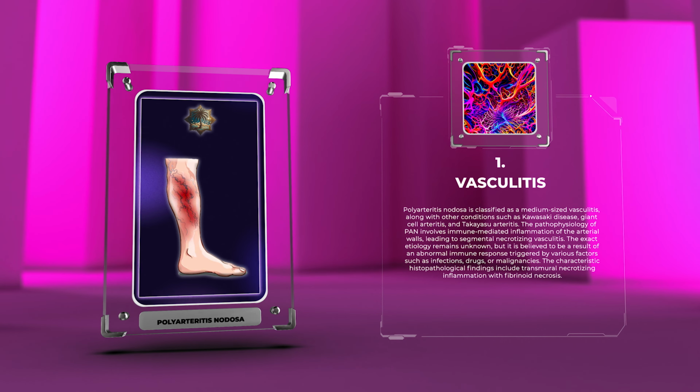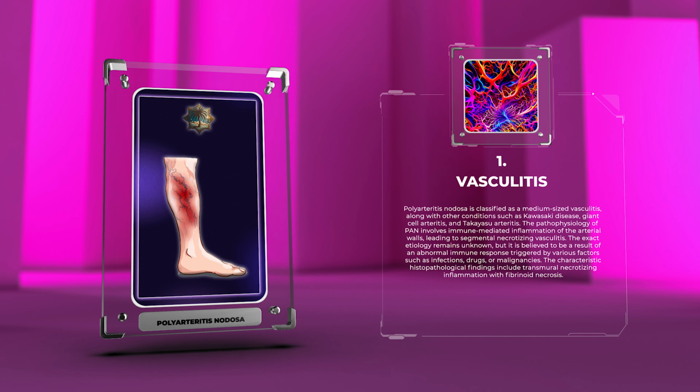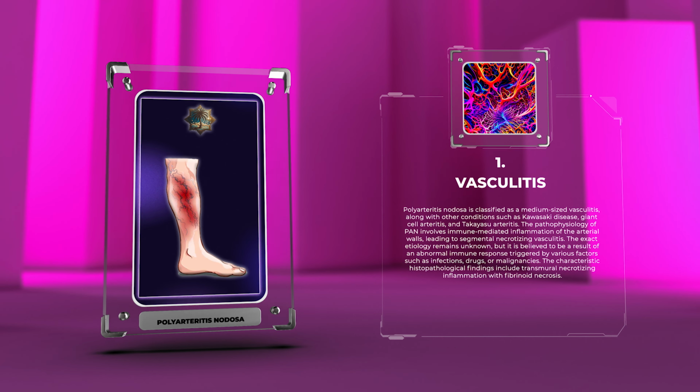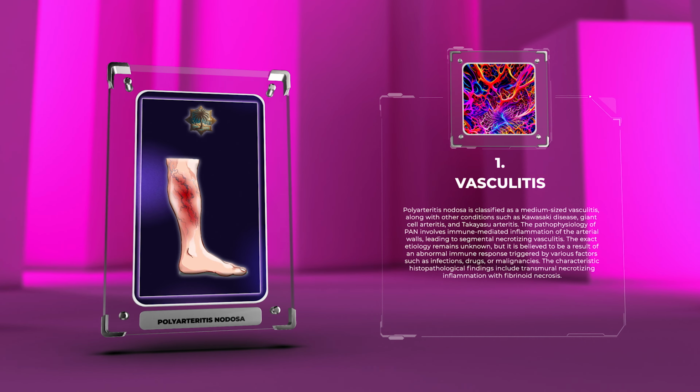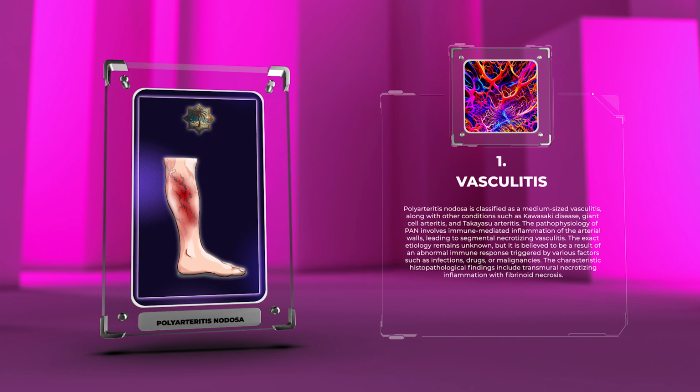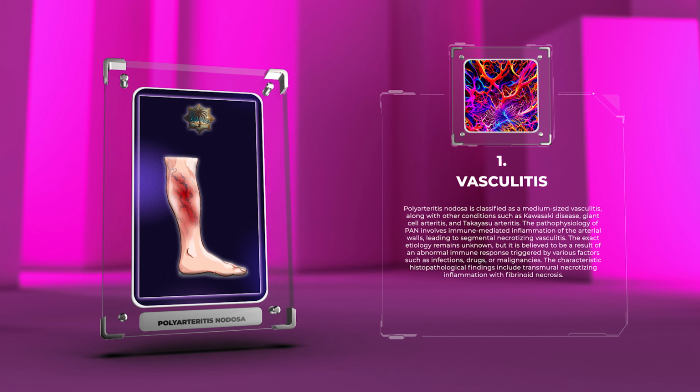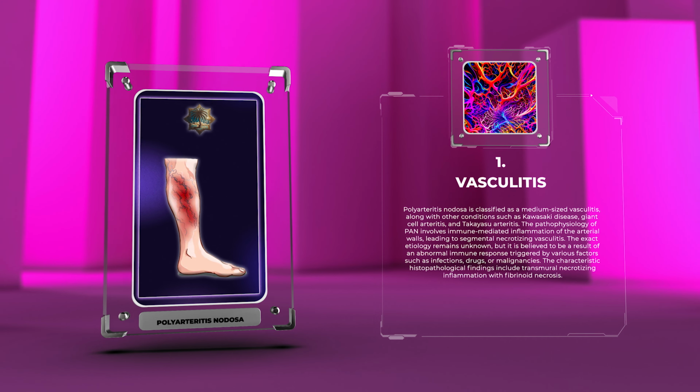Polyarteritis nodosa is classified as a medium-sized vasculitis, along with other conditions such as Kawasaki disease, giant cell arteritis, and Takayasu arteritis. The pathophysiology of PAN involves immune-mediated inflammation of the arterial walls, leading to segmental necrotizing vasculitis. The exact etiology remains unknown, but it is believed to be a result of an abnormal immune response triggered by various factors such as infections, drugs, or malignancies.